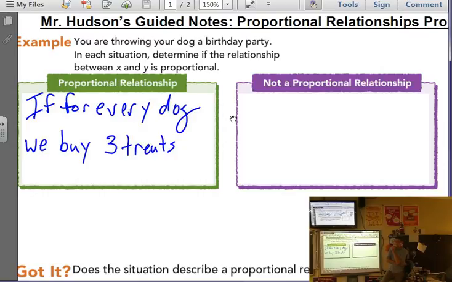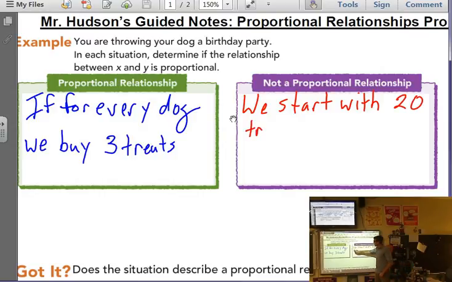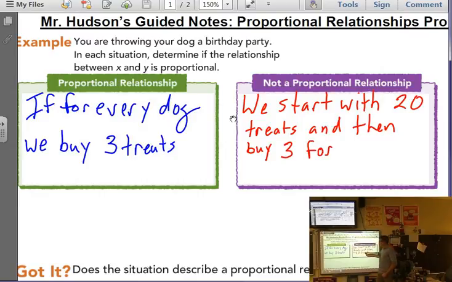But what I really want you guys to start thinking about is, you start with an initial value. So I start with 20 treats, and then buy 3 for every dog, or whatever you would want. The way that you make this not proportional is you start with something. You don't have that 0, 0 point.